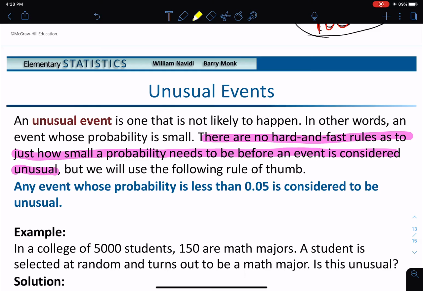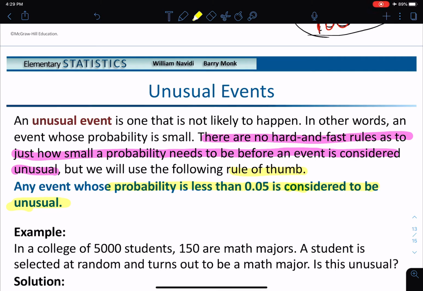Okay, anyways. But there's a rule of thumb, and it's kind of the default. Any event whose probability is less than 5% is considered to be unusual. So that's the default we go to. When probability is less than 0.05 or 5%, we say that's unusual.